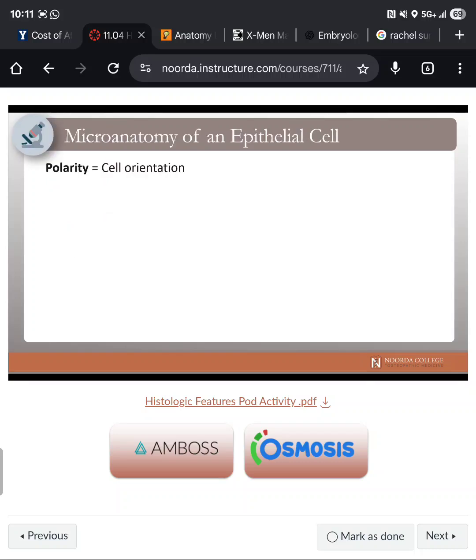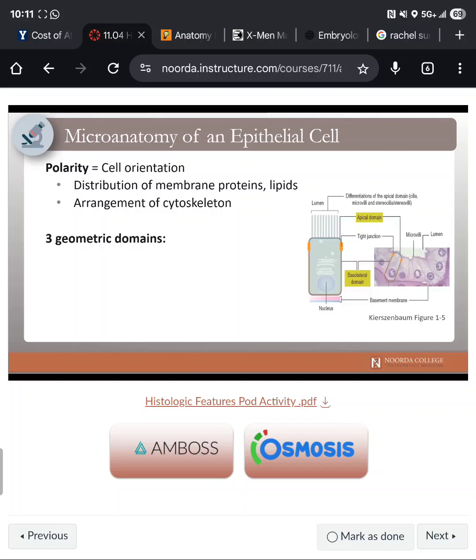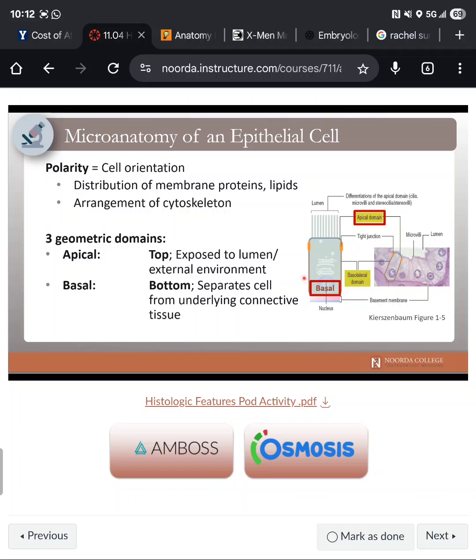So let's talk now about the microanatomy of an epithelial cell. How do we determine cell orientation and polarity? This is determined by the distribution of membrane proteins, lipids, and the arrangement of the cell cytoskeleton. There are 3 geometric domains. You have the apical, which is the top side or the head side, the region that is exposed to the lumen or the internal environment. Then you have your bottom or basal area of the cell, which separates the cell from the underlying connective tissue, attached to the basement membrane.